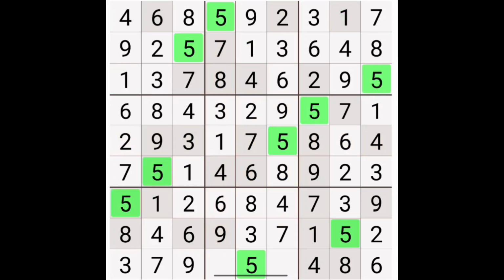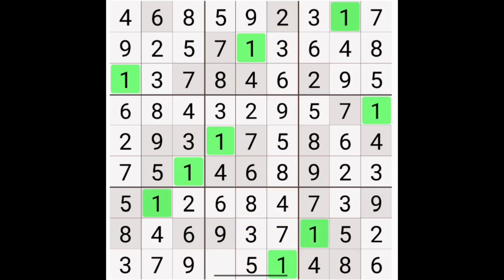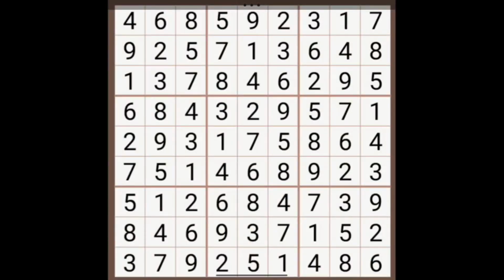Okay. Now let's complete the last middle box. In this box 6, 8, 4, 9, 3, 7 are given, and 1 and 2 are supposed to be in these two cells. So 1 cannot come here. If you can see in the middle of this column 1 is there, so 1 will come here. And what will come here? Here it will come 2. So now this Sudoku is done.